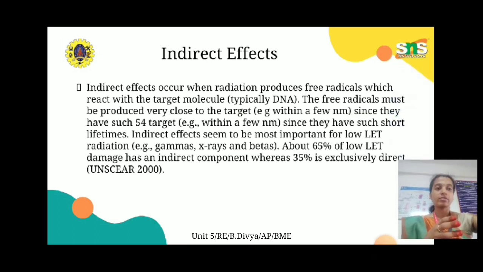This is the indirect effect. What is the indirect effect? The indirect effect occurs when the radiation procedure produces free radicals which react with the target molecule. Okay, in indirect effects, they will produce free radicals. When the radiation produces the free radicals, those free radicals will affect the DNA in our body. The free radicals must be produced very close to the target, that is within a few nanometers.